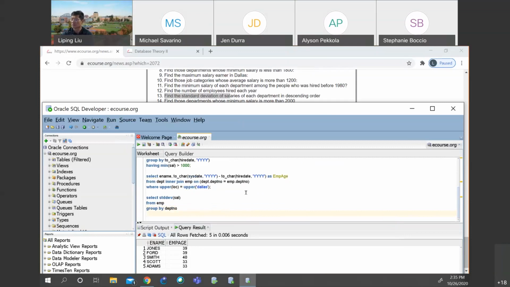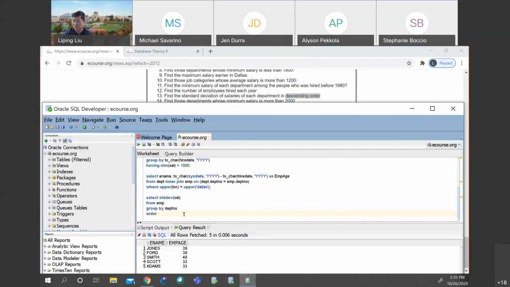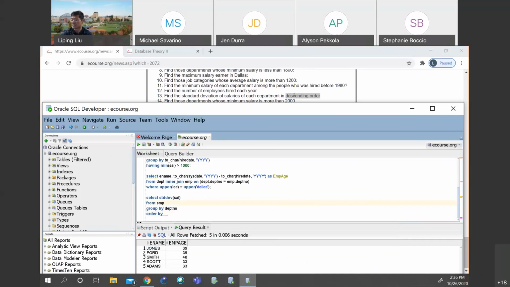And then it asks you for what? In descending order. Did I talk about ORDER BY in this class at all? If you want to order the result, you use the ORDER BY clause, and after ORDER BY you can order by anything. In this case, you order by the standard deviation for each department in descending order. By default it's ascending order, that's ASC. But if you want descending order, meaning you start with the larger number and gradually go down, that would be DESC. I don't think I emphasized ORDER BY, but it just means whenever you have a result, you sort the result, okay?